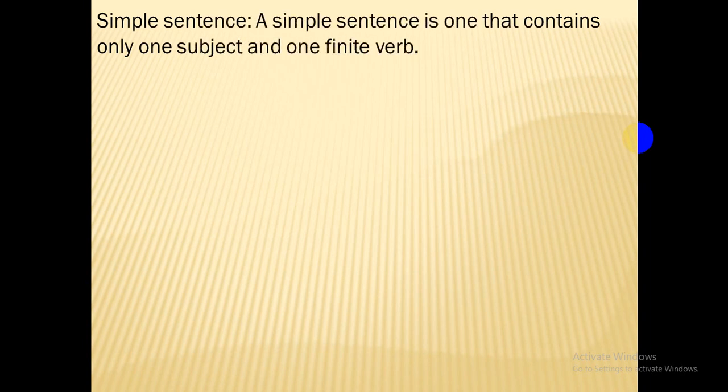Now you have to know what a simple sentence is. A simple sentence is one that contains only one subject and one finite verb. Example: Ratul reads a book. Here Ratul is the subject, reads is the finite verb.